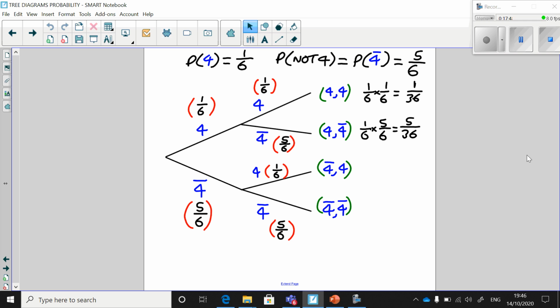Moving swiftly on, if you threw a not a 4 first of all, followed by a 4, just multiply the probabilities together, 5 6ths by 1 6th, 5 over 36, and finally, not a 4 followed by not a 4, 5 6ths by 5 6ths, 25 over 36, there you go. Right, that's our tree diagram with the associated probabilities.